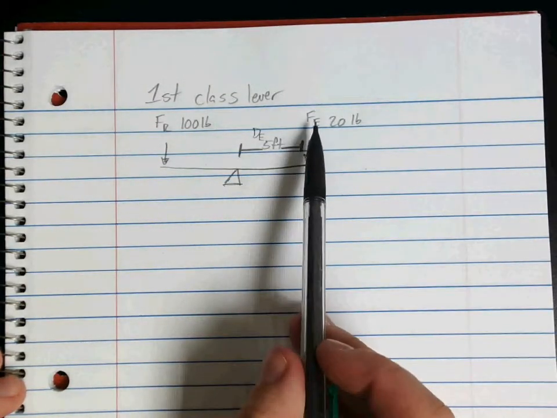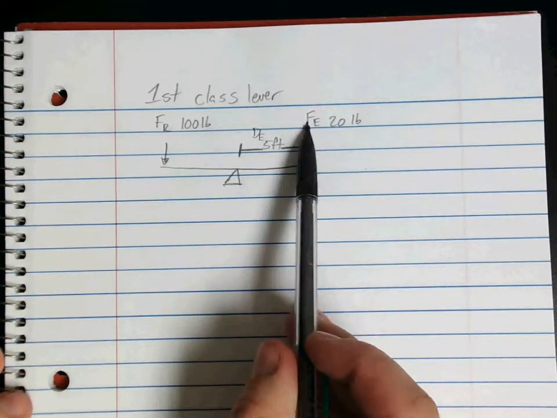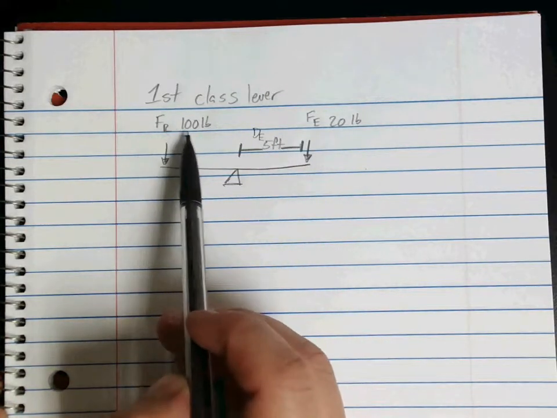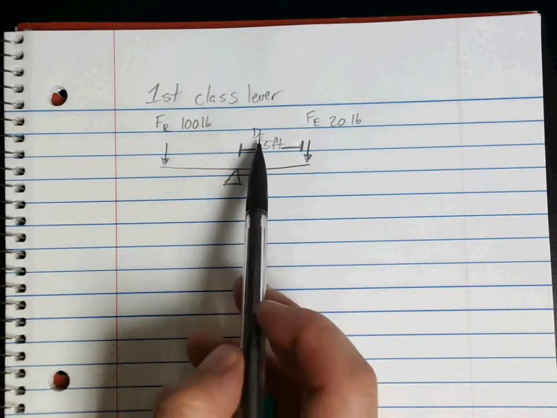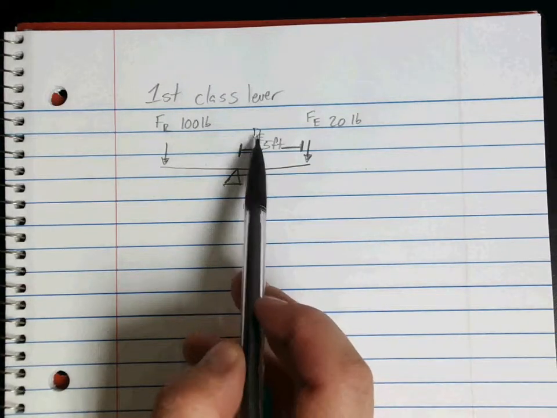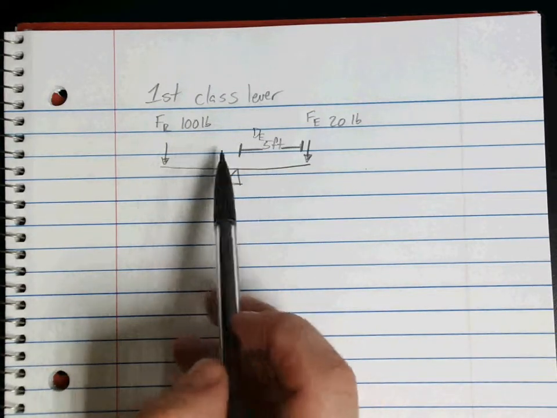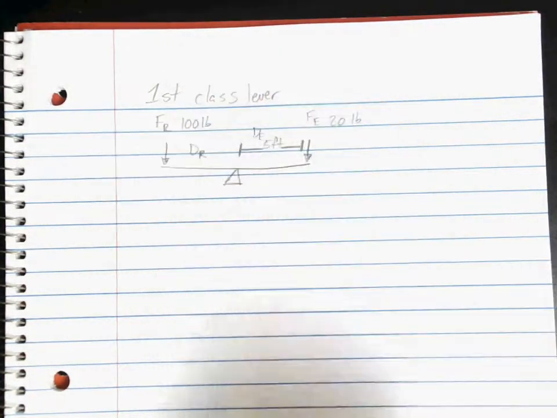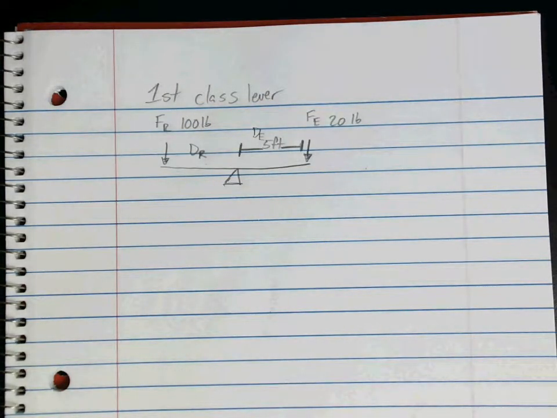Okay. So, we've got our FE, our effort force, is 20 pounds. Our FR, our resistance force, is 100 pounds. Our DE, our effort distance, is 5 feet. And we do not know our DR. And that's okay. So, we're going to work through that. For most of these, it just asks you to draw the system first, and then it'll start to ask you questions. Alright, so I'm going to show you how to find our actual mechanical advantage of this system.